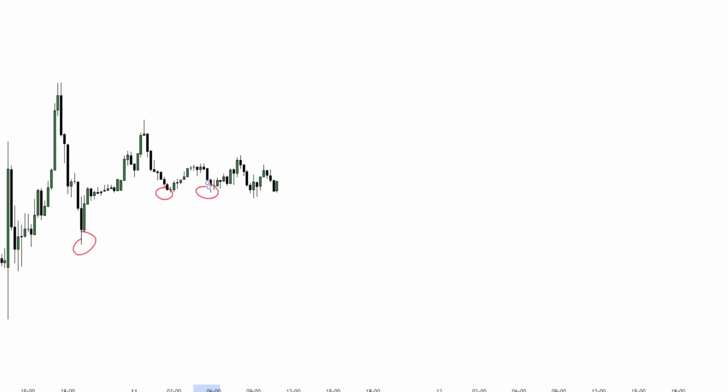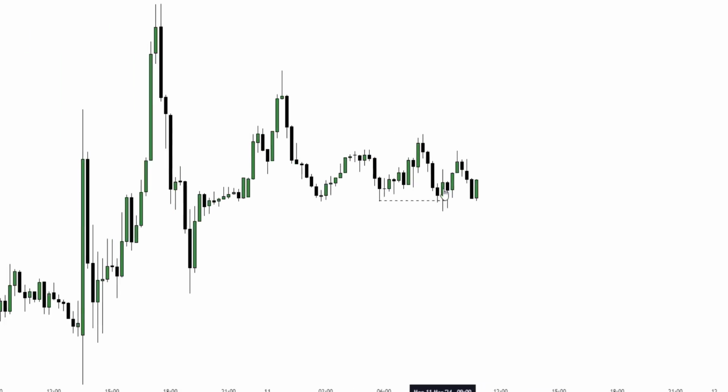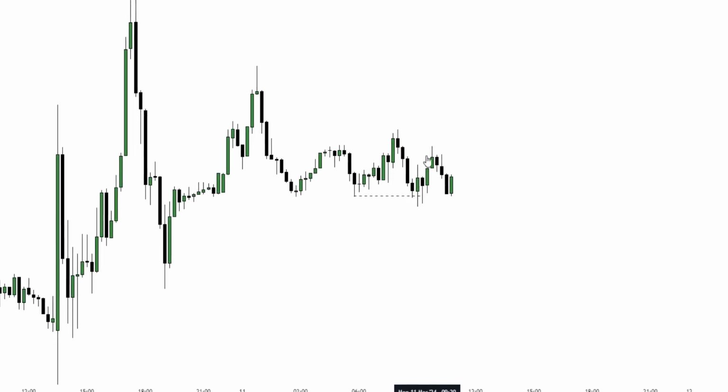We did not break structure or shift structure to the lower side. The only time you shift structure is when you finally close with the body of the candle below here. But look at this. Is this a valid shift in structure? No, because we have pushed below it, but the body of the candle did not close below here. So at any point now, when we break lower than this, that is my shift in structure.